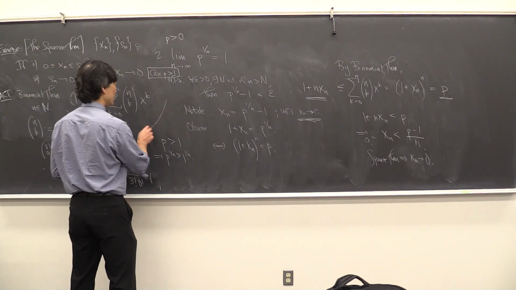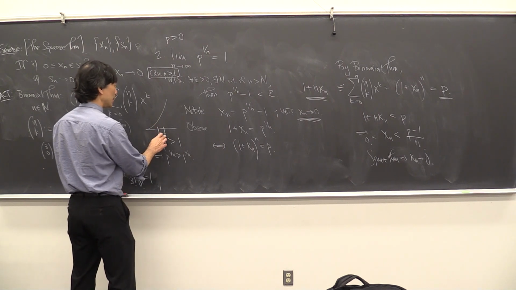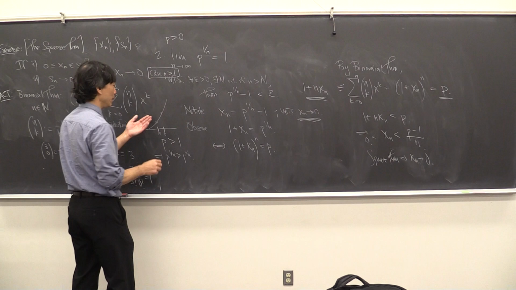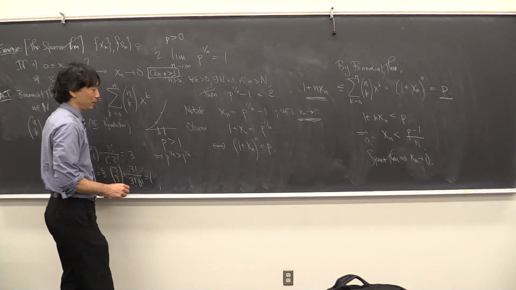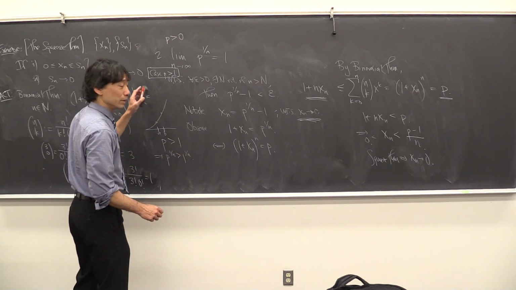Whenever you have an increasing function, if one input is less than the other, then the corresponding outputs are less than. So here are my inputs. 1 over n is an increasing function.